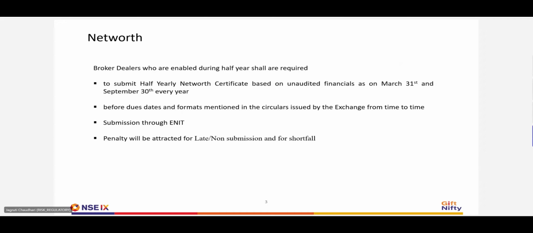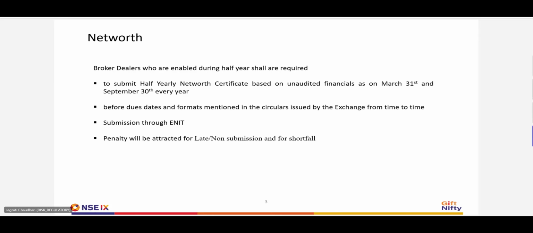Also, there is a half-yearly requirement of net worth submission to the exchange, and this is for the broker-dealers who have enabled themselves at any point of time and are enabled members of the exchange. They need to submit half-yearly net worth submissions for both the periods ending 31st March as well as 30th September. Once the 30th September half-yearly period is done, the members need to submit the half-yearly submissions of their net worth.